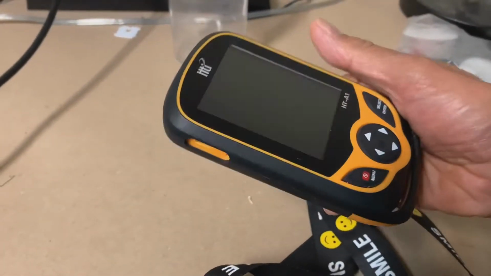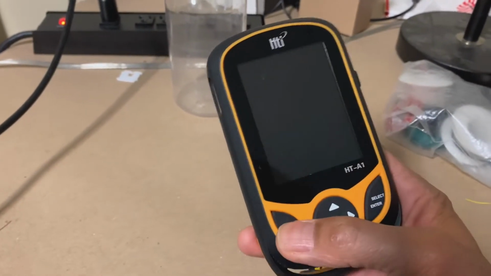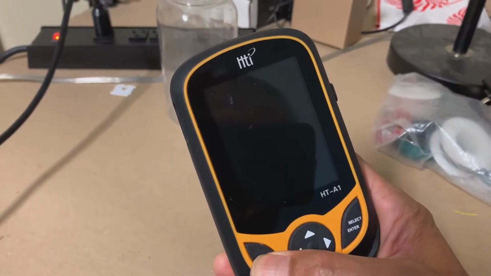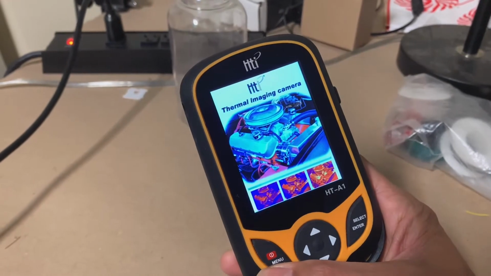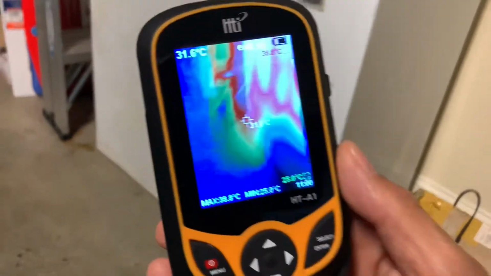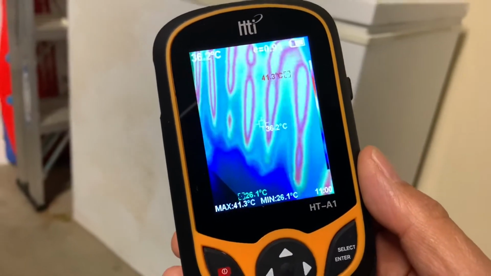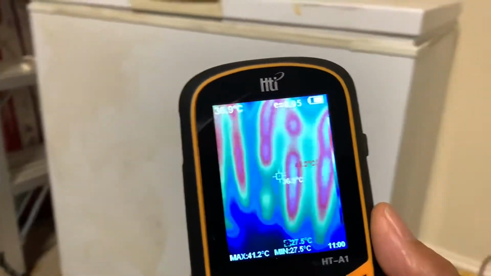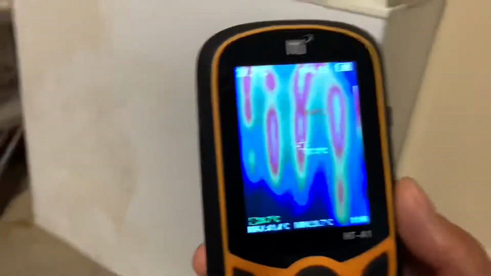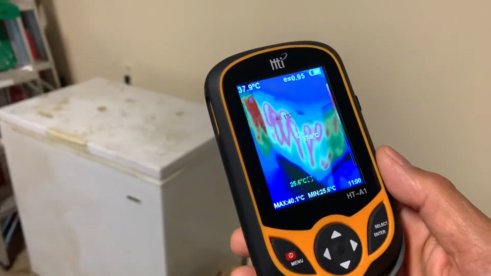This is a medium quality thermal camera. I'm going to turn it on. Here's the bottom of the freezer, and you can see the cooling exchange, the heat exchange coils in the freezer just by me holding it right in front of the freezer like that. So that tells me where the heat exchange is taking place.